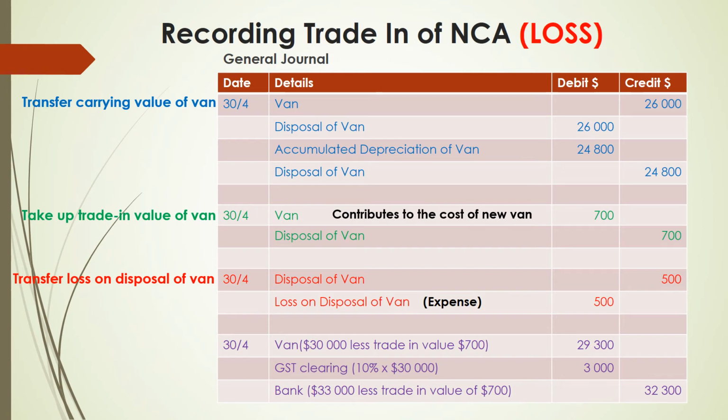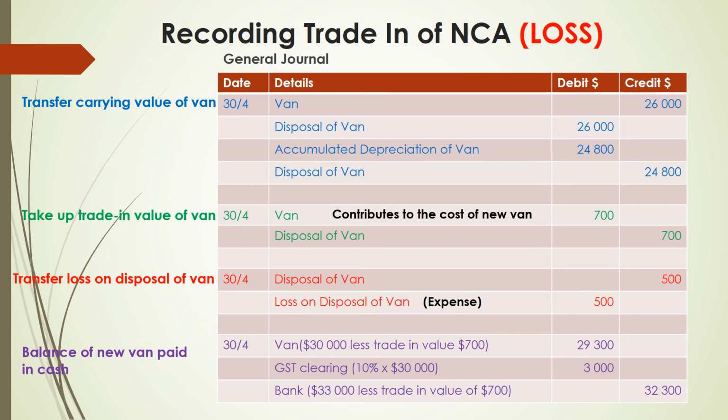We are transferring the loss on disposal of the van. In this case, it was $500. We are transferring the loss to an expense account called loss on disposal of van. Our final entry is an additional entry compared to if we were selling a non-current asset for cash. Here we need to take up the balance of the new van paid in cash. Now what you will see here, because previously we've already allocated $700 from the trading value to the cost of the new van, therefore in our van account we only need to take up the balance of $29,300 to make up the total value of $30,000, which is the cost of the new van.